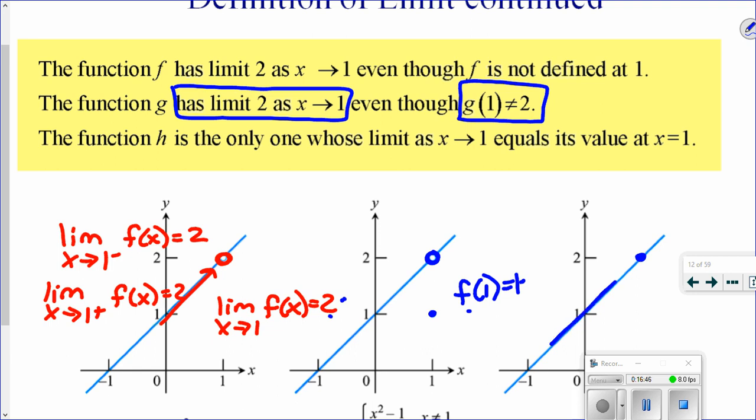So it is possible that the limit could be 2, and the actual point could be at 2. So it's possible that that's closed in.